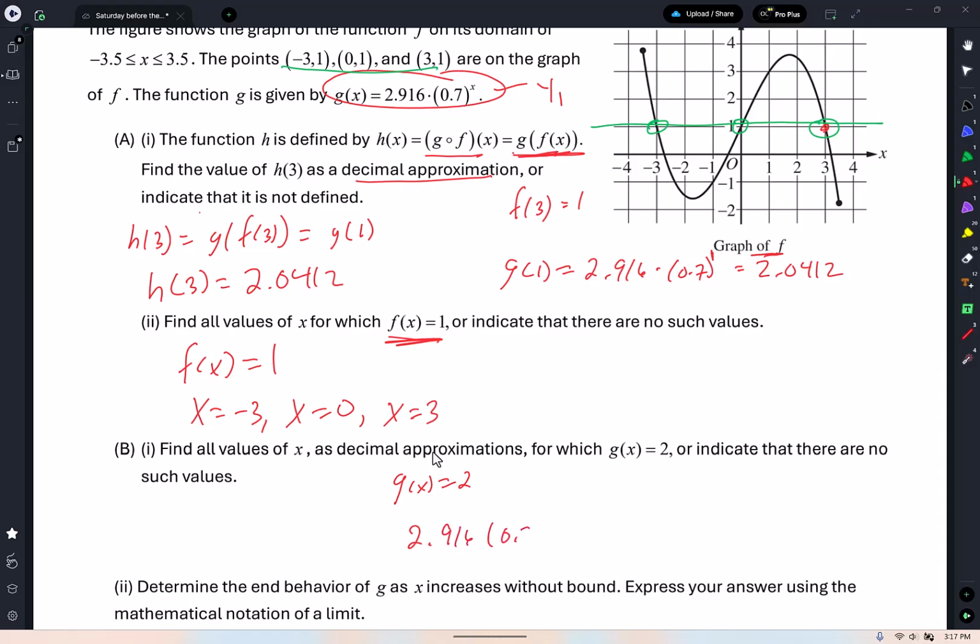2.916 times 0.7 to the power x. I'm going to set that equal to 2. You can do this by hand, as I did during class, but I think the best route is to type this on y1 and type that on y2 and see where they intersect.